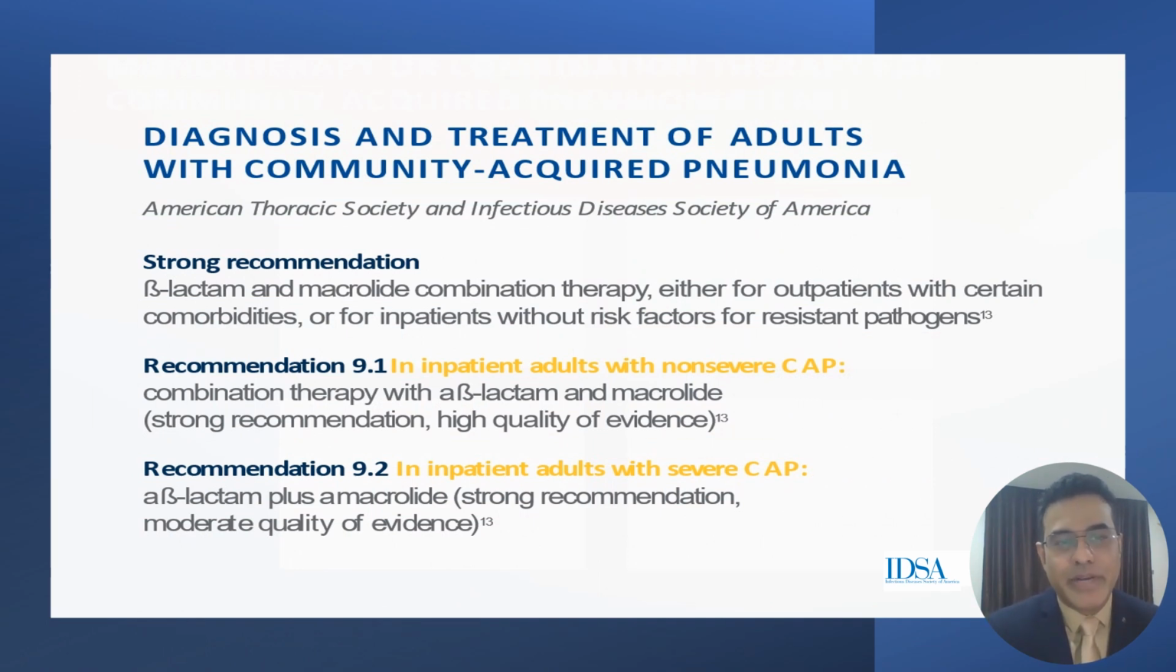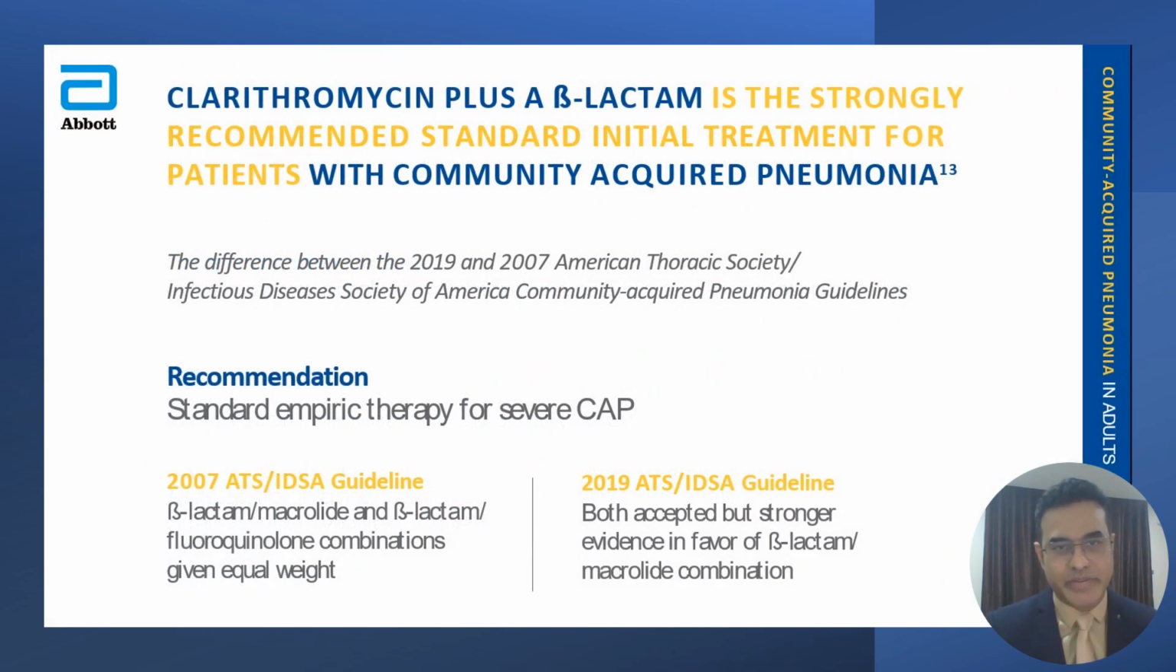And this is the recommendation by the IDSA and ATS, which strongly recommended to empirically start with the beta-lactam plus macrolide combination for all the patients with pneumonia, with the patch in the lung, not for simple lower respiratory tract infections. It is for the patients with pneumonia in the X-ray and clinical symptoms. We have to always start combination therapy, even with non-severe pneumonia or with severe pneumonia.